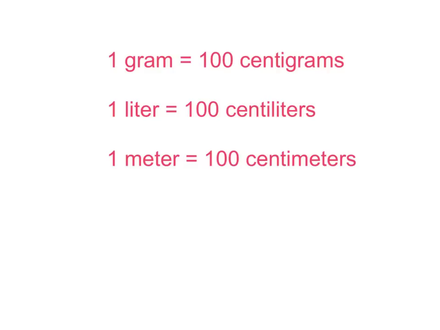But the best part of the metric system is that you solve all of these the same. Take a look at this. One gram is 100 centigrams. 1 liter is 100 centiliters, and 1 meter is 100 centimeters. You already knew that, though. Let's try a few of these on your own. Feel free to draw the boxes if you need to show how you move from one metric unit to another.